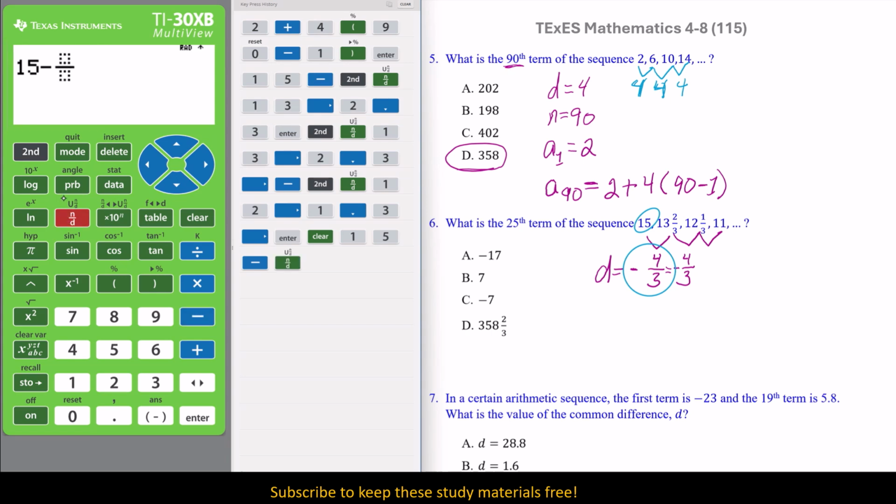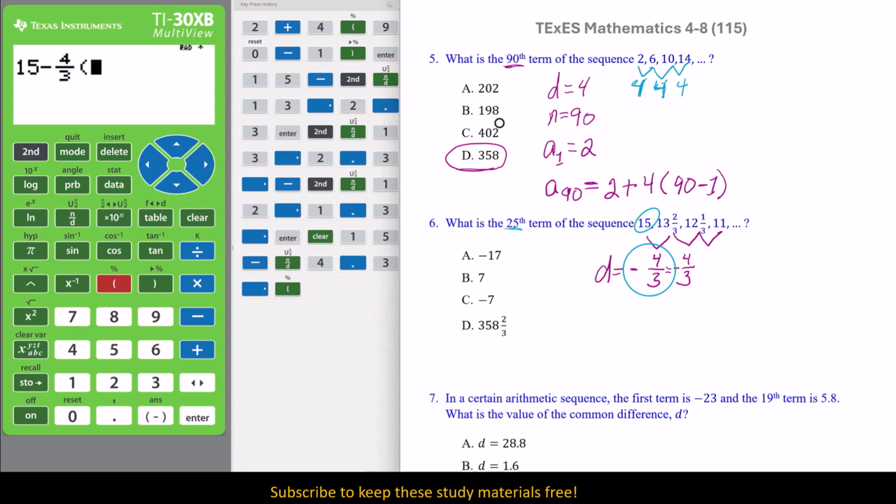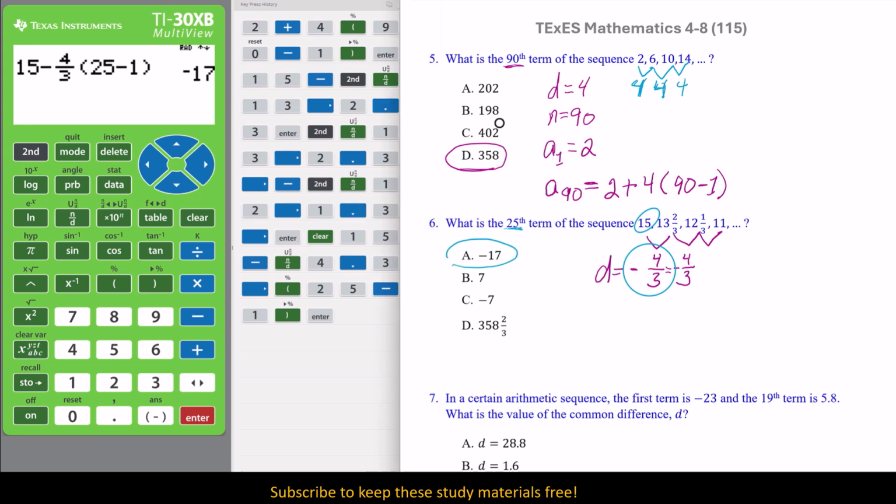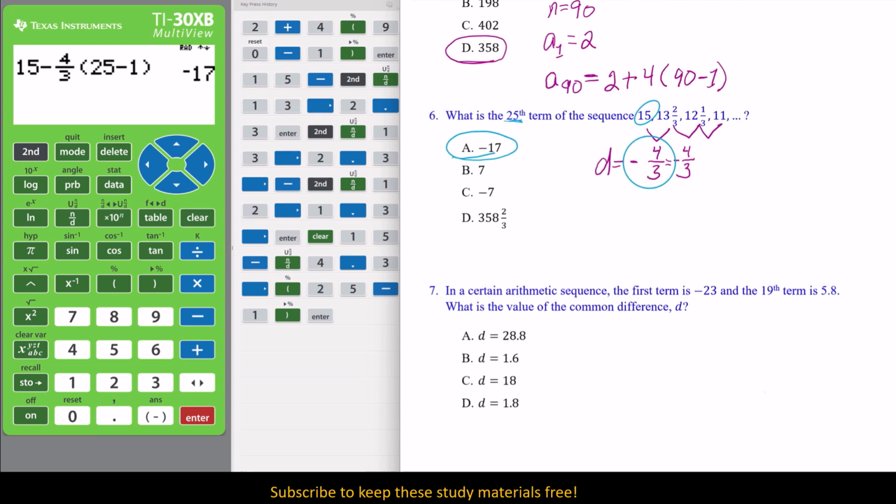Now fraction, and that's 4/3, arrow over, in parentheses. n is equal to 25 right here. So 25 minus 1, close the parentheses, push enter, negative 17. And I know for a fact that is the correct answer. So we're good. All right. Let's try number 7.